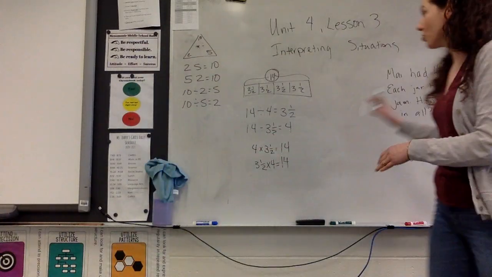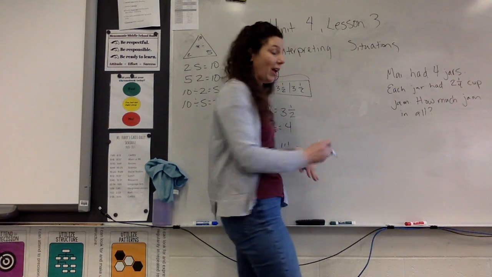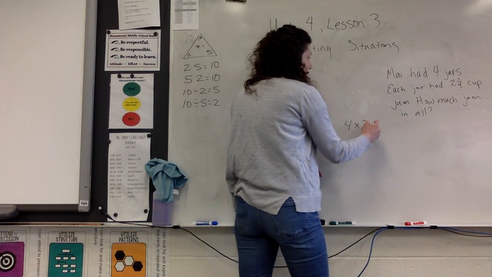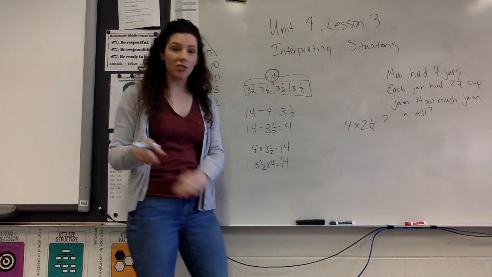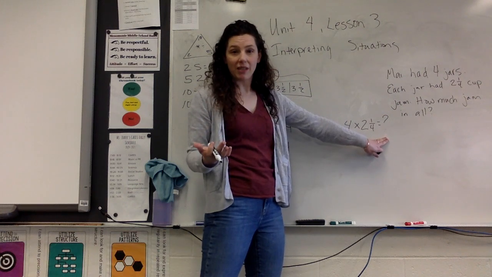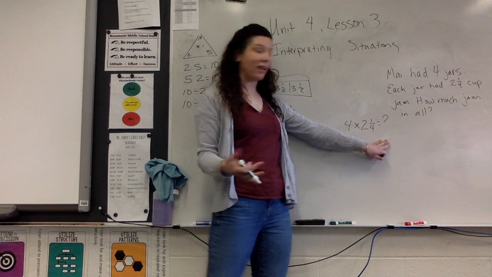Let's take a look at this situation. It says, Mai had 4 jars. Each jar had 2 1/4 cups of jam. How much jam in all? So what do I have? Well, I've got 4 jars, and each jar has 2 1/4 cups of jam, right? So that's my multiplication sentence. You'll notice I'm using a question mark for my unknown. I could also represent that with a variable, or if I wanted to, I could solve it and use that number.